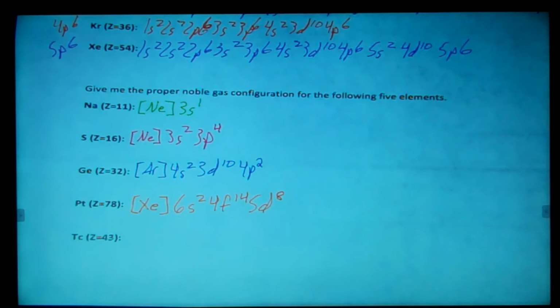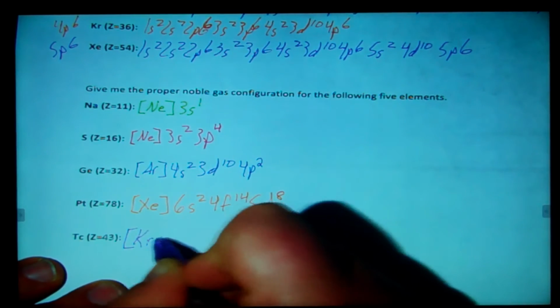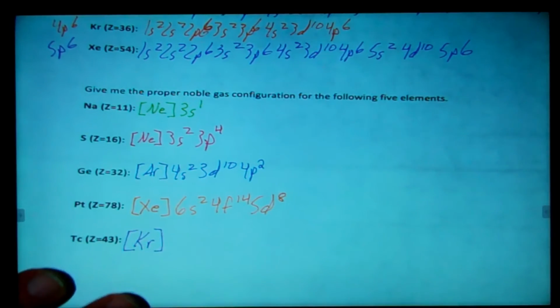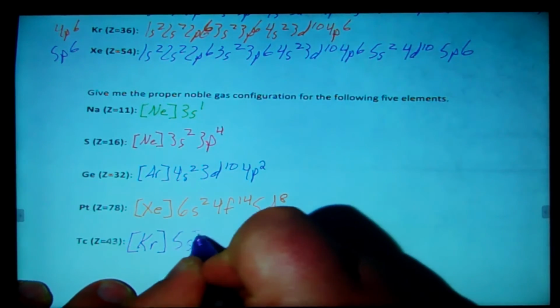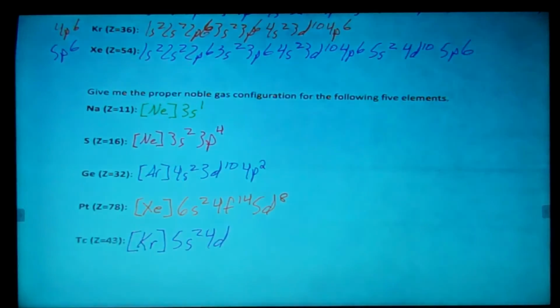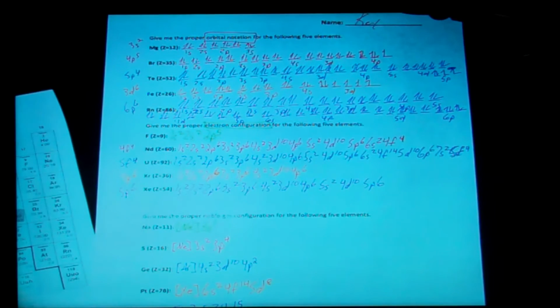Alright, now I'm going to look at technetium. Technetium, go up one all the way to the end. Krypton is my noble gas, so Kr. Now I'm starting with the 5th row. So 5s2, 4d, and technetium is 1, 2, 3, 4, 5 in. So it's 4d5. So that's how you get those answers on there. That is the answers for the electron configurations. I'm working through all of them.